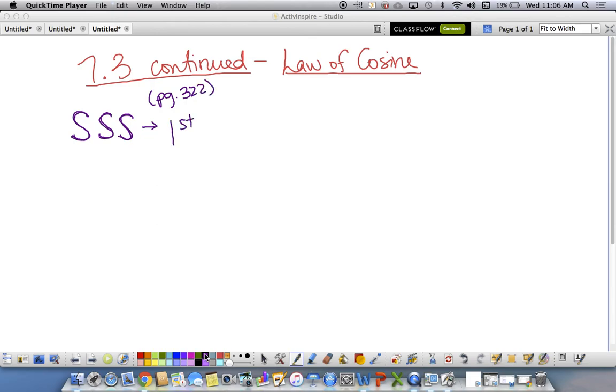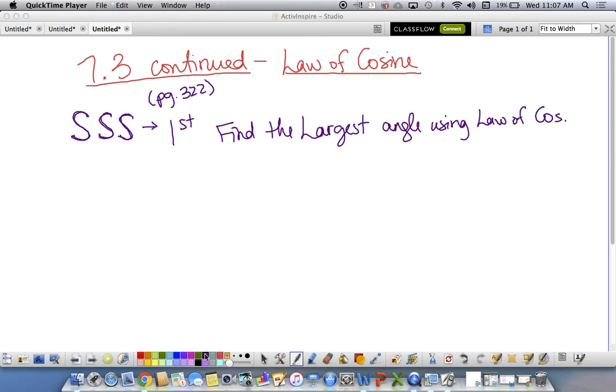But first, your first step will be find the largest angle. Because you have all three sides right now, you don't need to use that. But we're now wanting to find the largest angle using the law of cosine. That will be big.